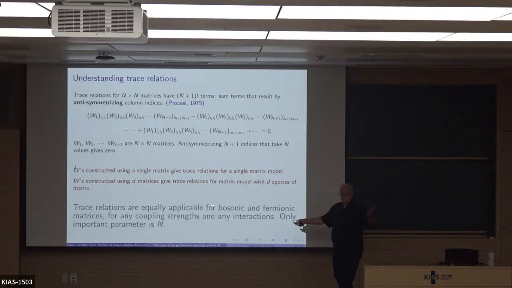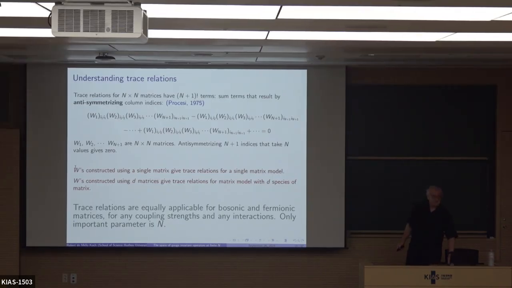The trace relations would be equally applicable if I had some fermionic matrices. So nothing here told me that these matrices were not Grassmann, so they could well have been Grassmann. I didn't use here any details about the potential or coupling strengths. So something proved with the trace relation holds regardless of what potential you've got and regardless of what coupling strengths you've got. There's only one parameter that's important for the trace relation, and that's n. So as soon as you tell me what n is, I know what the trace relations are. That's the only parameter that's important as far as the trace relations go.